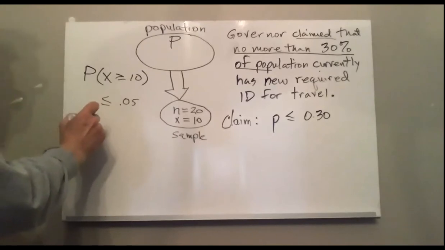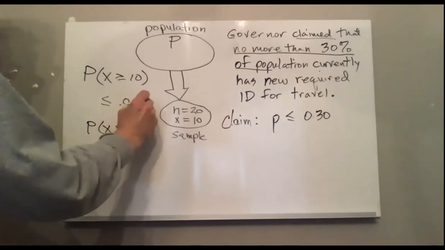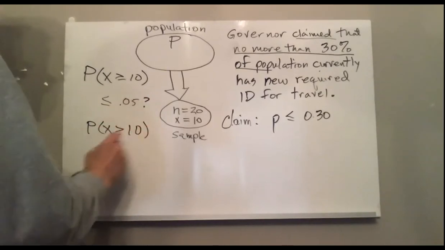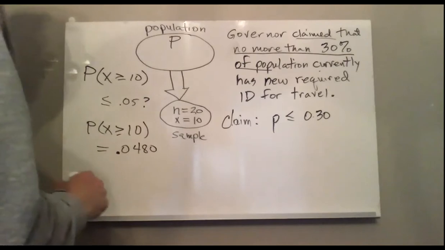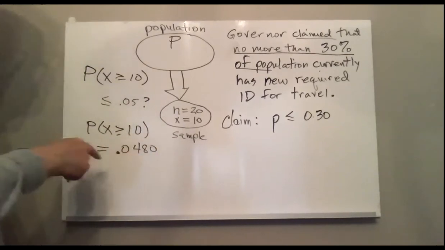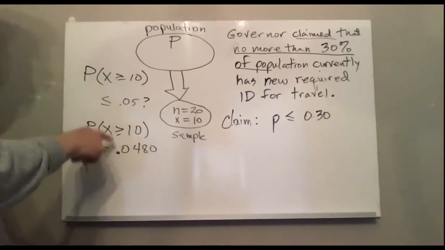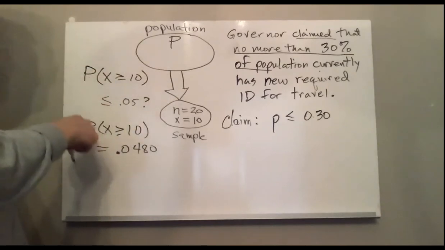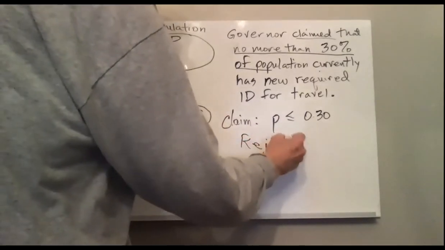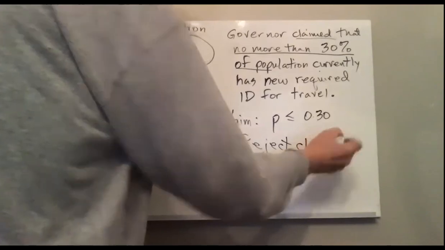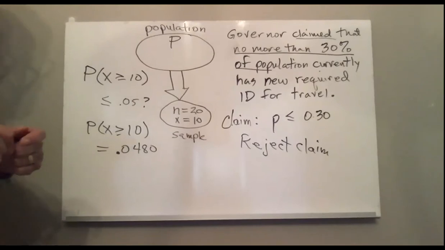And we find out that the probability that X is greater than or equal to 10 is equal to 0.0480. Okay, so this is less than or equal to 0.05. Therefore, since this is unlikely, if X or more is unlikely, then we'll reject our claim. We'll reject our assumption.